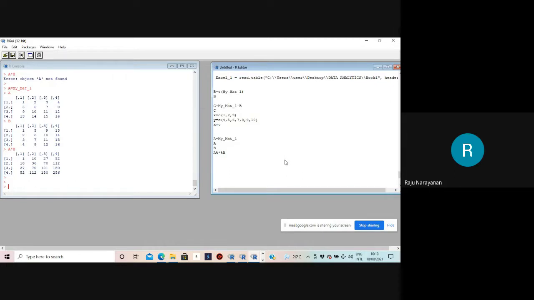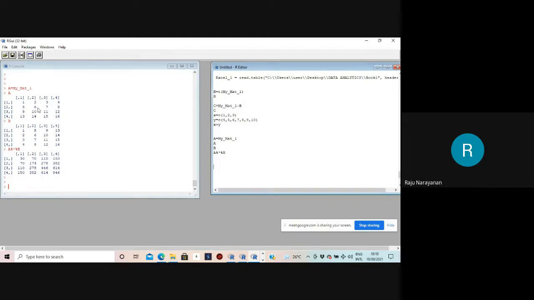Percentage star percentage B. That is the operator you have to use. A percentage star percentage B. Now, let us do a little arithmetic. This is the first row: 1, 2, 3, 4, and 1, 2, 3, 4 is the first column of the second matrix.